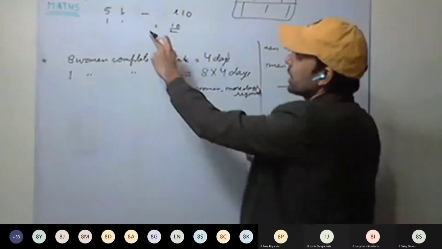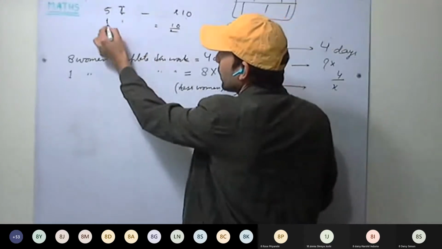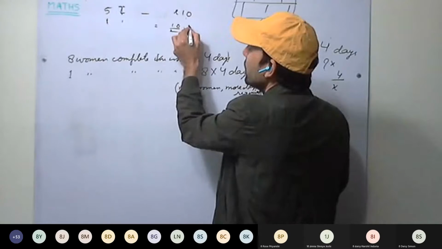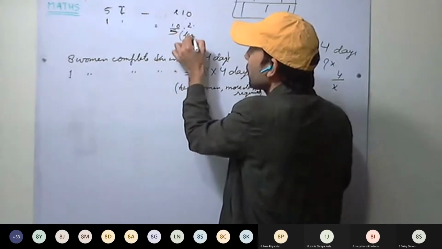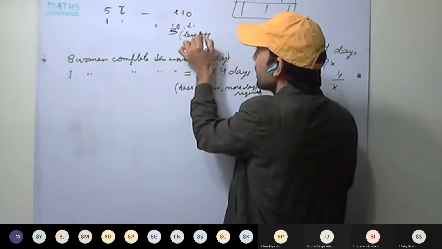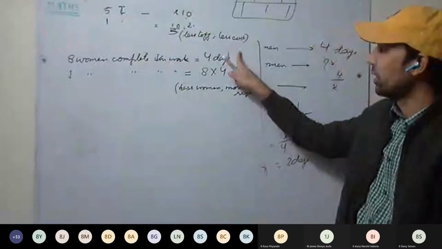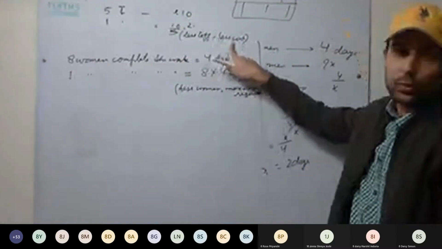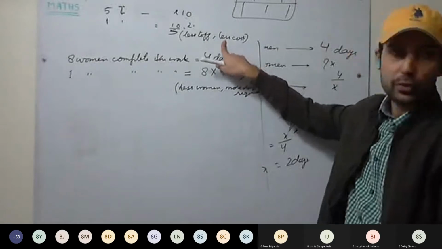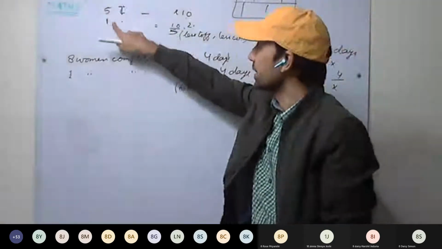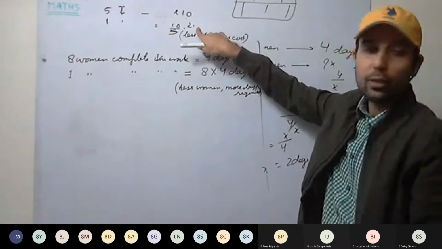If it comes, see the toffees one. 5 toffees cost 10 rupees. 1 toffee will cost 2 rupees. Why? Less toffees, less cost. Yes or no? Less toffees, less cost. Less money you have to spend, less total cost. So they are in direct proportion. Toffees decreasing, total cost also decreases. Total money you have to pay also decreases.